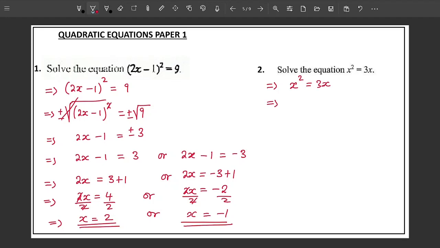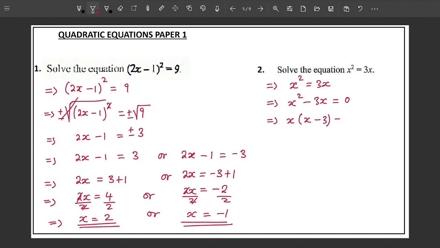So this implies that you have x to the power 2. The 3x crosses the equal sign and becomes minus 3x. Then you say equals. Once 3x crosses, this side you remain with nothing, which is 0. Once you reach this stage, what you need to do is factor out the common factor between these terms, which is x. So you factor out x, then here you remain with x minus 3 is equal to 0.